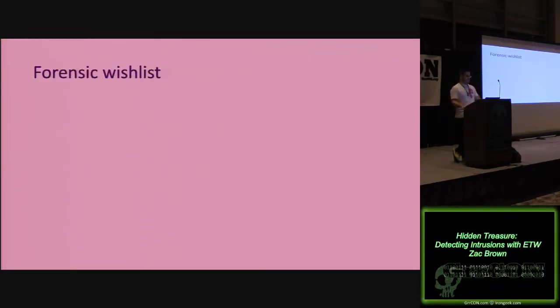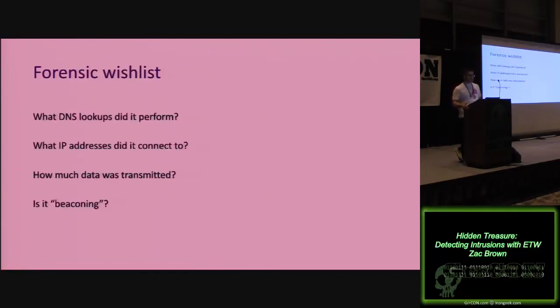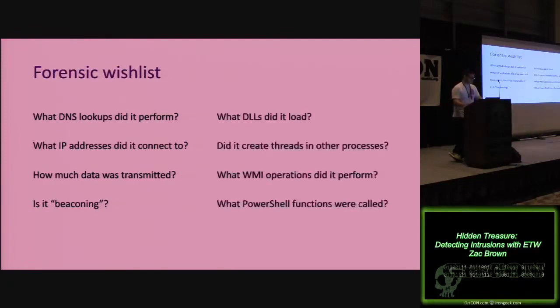So if we made a wish list, what would that be, right? Like, what would we want to know about a process that was running to answer the question, yes, no, we need to freak out and start incident response. And so starting with networking, it'd be really nice to know what DNS lookups it performed, what IP addresses it connected to, how much data it transmitted to those IP addresses, and whether or not it was beaconing, right, talking to a C2. On the more behavioral side, it's really interesting to know what DLLs it loaded, right? Did it load the PowerShell automation DLL? Did it create threads in other processes? What WMI operations it performed, and whether or not PowerShell functions were called by that process, whether through injection or not.